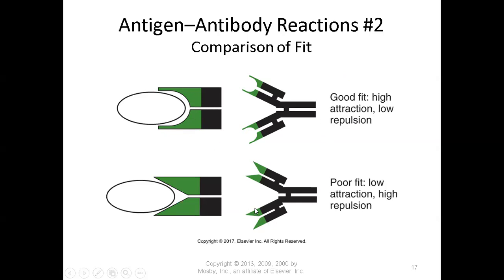When we look at the second example here, this is an example of poor fit. When we look at the binding site here, we see it's not exactly specifically designed correctly for this antigen. So the strength of this binding is going to be weaker. There's going to be a higher repulsion rate, so low avidity.